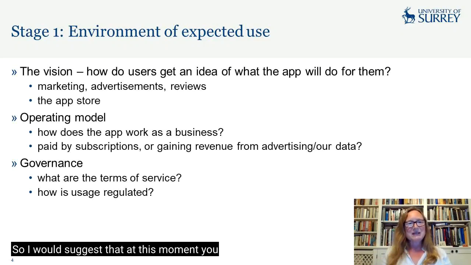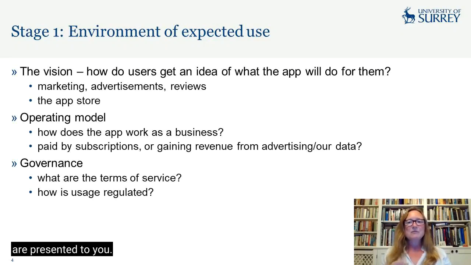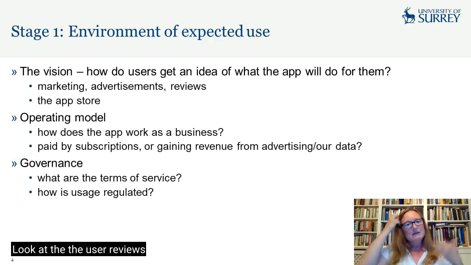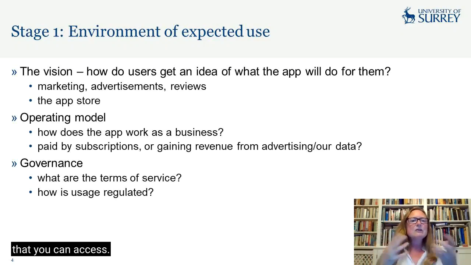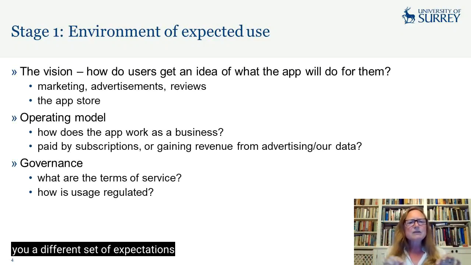So I would suggest that at this moment you might want to pause this lecture, get your phone out, open up the App Store, and then start to look at the different ways that various apps are presented to you. Look at the user reviews that you can access. Look at the way that the star ratings give you a different set of expectations, and think about how different users might then make use of that kind of material to shape their expectations about the app.